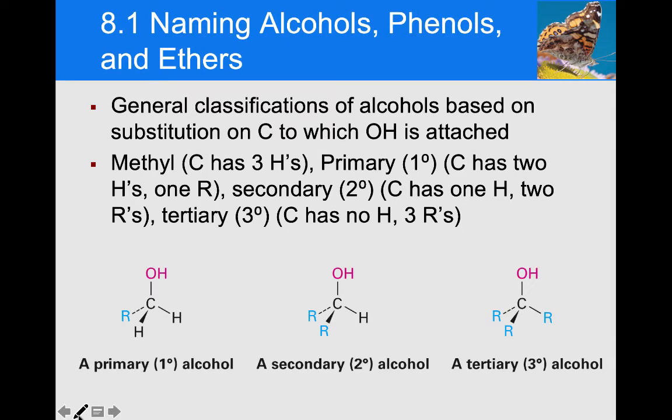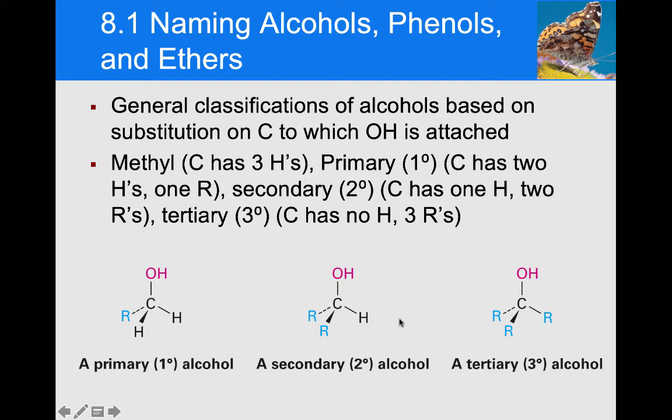Okay, so let's start with the naming of alcohols, phenols, and ethers. First off, I just want to go over how we can generally talk about an alcohol, describing the type of alcohol. When we talk about an alcohol, there are three types. We can have a primary alcohol, a secondary alcohol, and a tertiary alcohol.